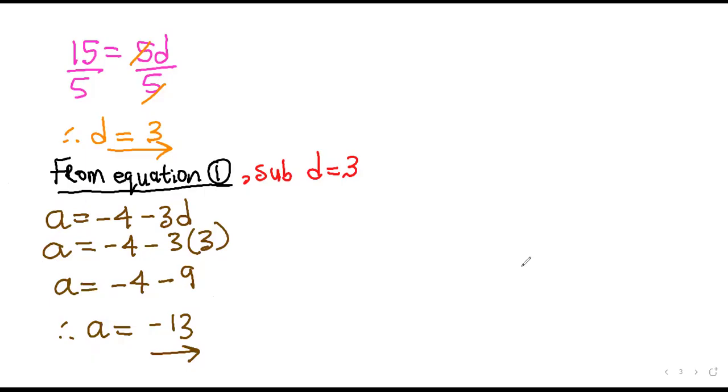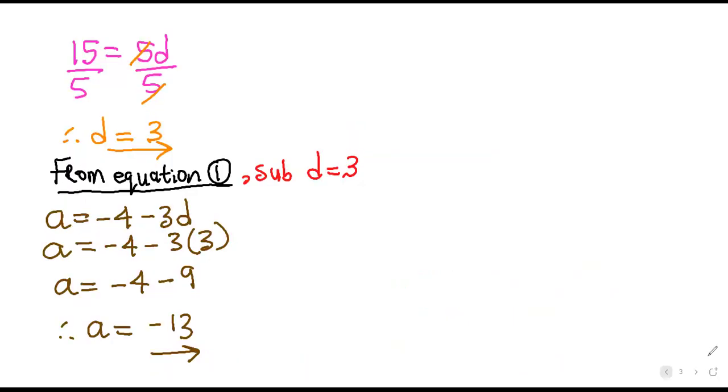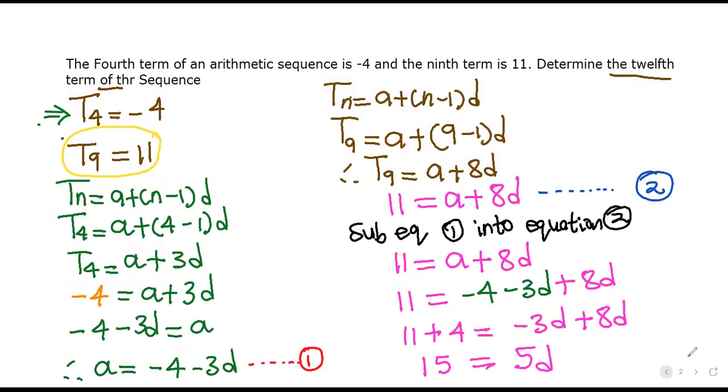Now, when you look at the question, what did it require us to do? They're saying determine the 12th term. If they want us to determine the 12th term, it means we know that T12 equals A plus 11D in order for us to get the 12th term, because they told us that it is an arithmetic sequence, right?